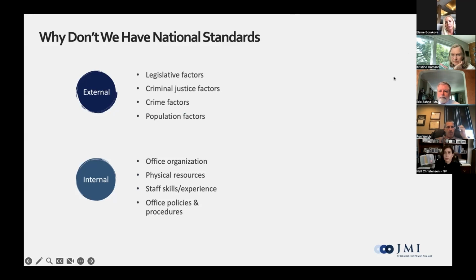So when we did our study, we looked at both internal and external factors that could impact the feasibility of national standards. And externally, there were a number, but the most impactful, if you will, were legislative factors. So differences in criminal statutes across states, different criminal justice factors, law enforcement policies, changes in crime patterns, whether it was more violent, less violent crime, as well as population factors, that in and out migration, the age of the population, the composition of the population.